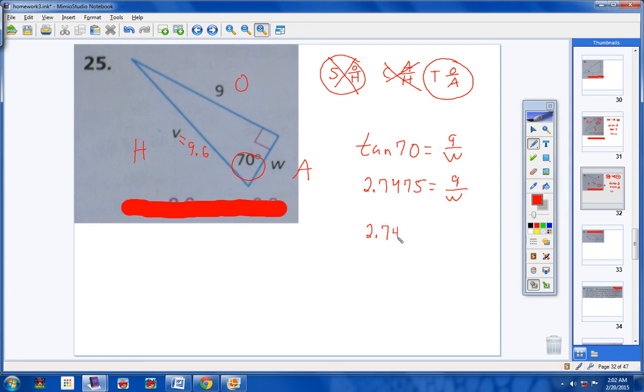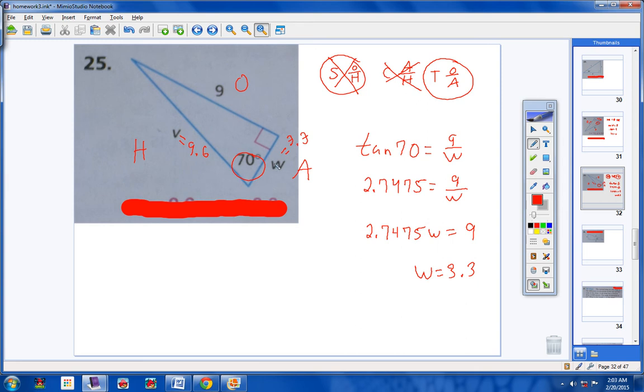So 2.7475W. And if you multiply the right side by W, you're left with 9. Now, to finish the equation, we're going to divide both sides by 2.7475. If you do that correctly, I'm getting 3.2757. I'm going to round that to 3.3. So W equals 3.3. So there we go. Students, moving right along, cruising right along. 3.3.